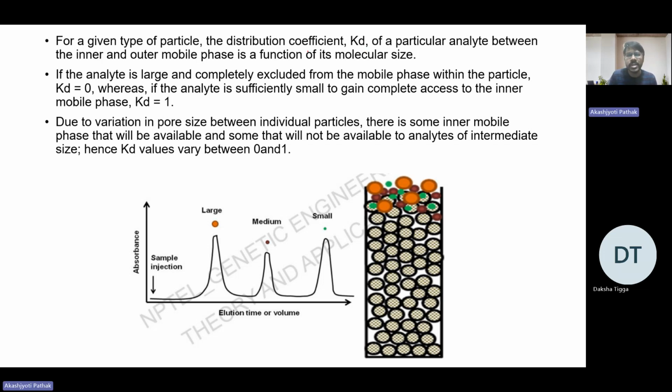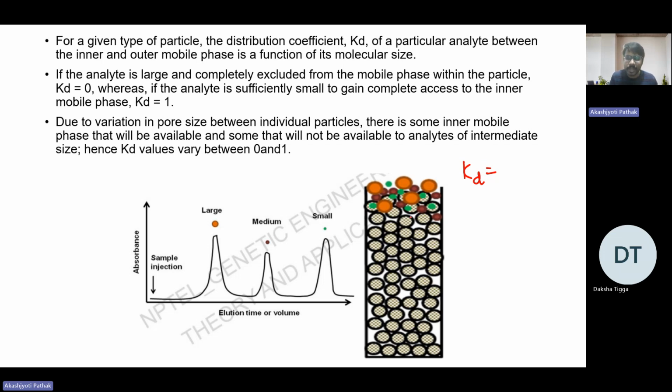So basically, Kd is your distribution coefficient. The distribution coefficient of a particular analyte between the inner and the outer mobile phase is a function of its molecular size. So if the analyte is large and completely excluded from the mobile phase within the particle, then Kd will be 0. Whereas if the analyte is sufficiently small to gain complete access to the inner mobile phase, then Kd is 1. So basically, what is Kd measuring? Kd is measuring the distribution of an analyte between the inner mobile phase and the outer mobile phase.